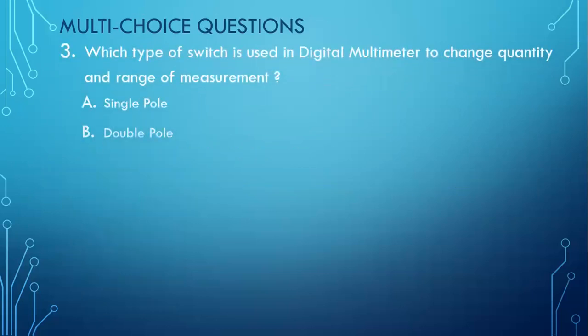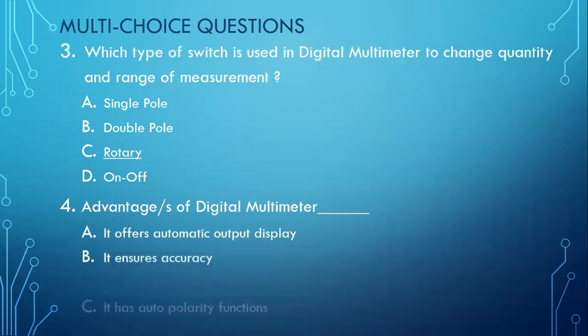Which type of switch is used in a digital multimeter to change the quantity and range of measurement? As we have already discussed, there is a switch known as a rotary switch. It can switch from one point to a second point to a third point so that we can measure the different quantities.